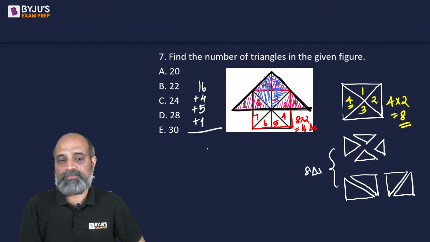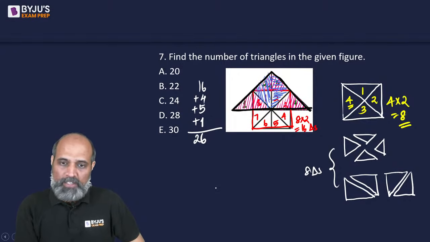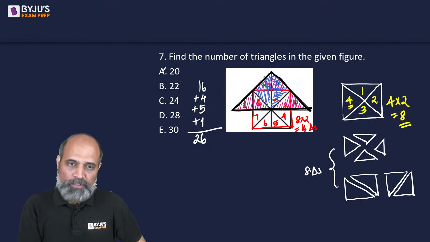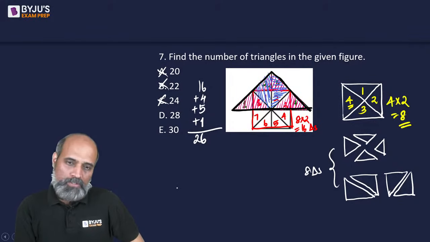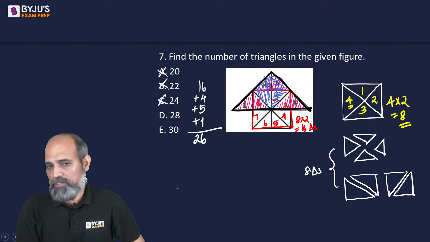How many total have we got? 26, right? Which one? 26, so we are pretty sure that it will not be option A, B or C. So we need to find either 2 or 4 more. So can we bring in some other shape? If I take that, out of 4, 3 are already counted, right?